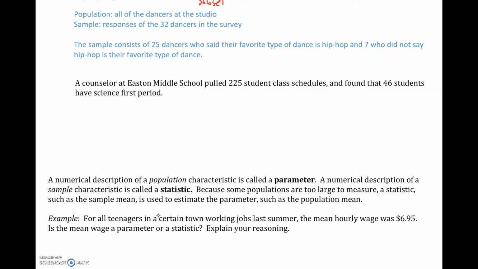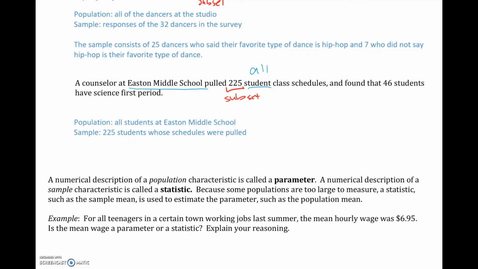Oops, I was using the wrong color there. Easton Middle School students, right? So that is most likely my population. And, well, how many of them did the counselor actually get to look at? Just 225. So there's my subset. All right, so we can go ahead and identify the population and the subset first, and then we'll talk about what that actually tells us.